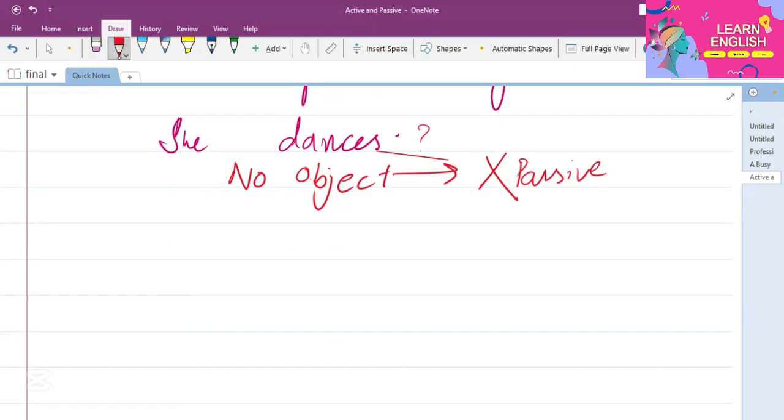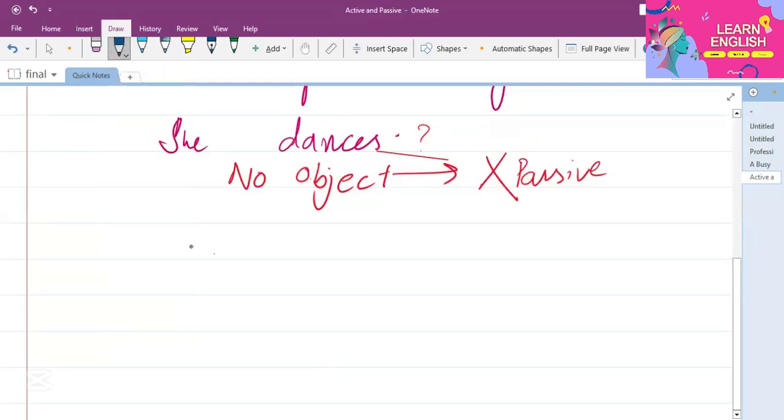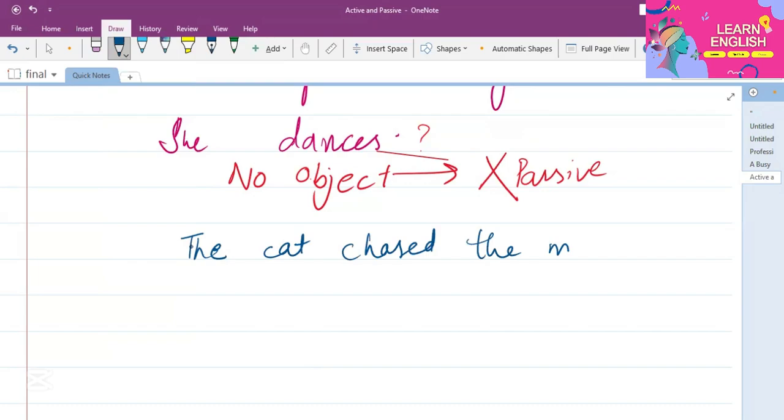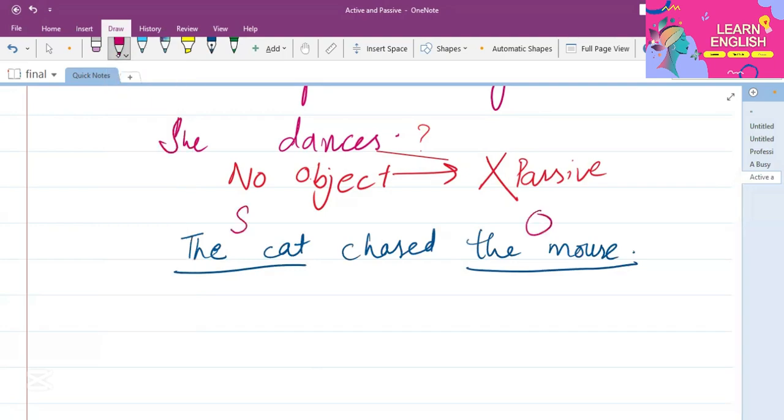Let's move on and see what rules we need to keep in mind to convert a sentence into passive voice. Let's consider the example that we took earlier: the cat chased the mouse. Over here we said the cat is the subject, the mouse is the object, and chased is the verb.